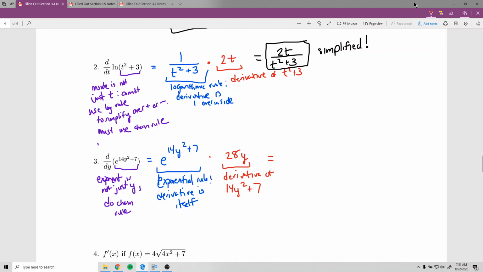And then, as far as simplifying this, since this is in the exponent and this is not, there's nothing really to simplify. You can leave it like this. If you prefer the 28y out front, you can move it there because it's all multiplication. But that's all you can do.